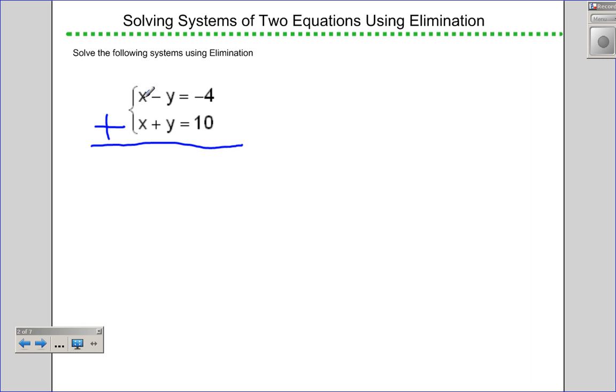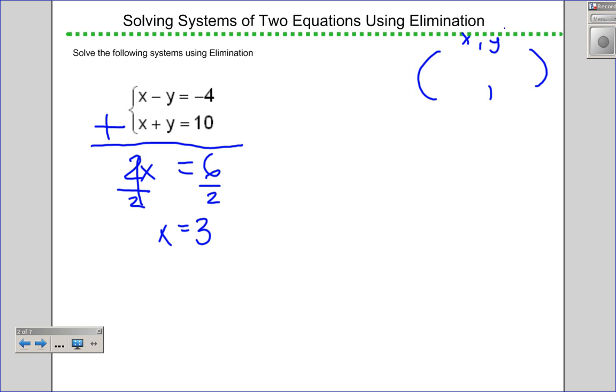So x plus x is 2x. Negative y plus y is nothing, it's 0. Bring down my equals. Negative 4 plus 10 is 6. Now I have just one variable, x, and I can solve for x. So x equals 3. Remember, the solution to any system is a point, so I'm always looking for that point, x comma y. I've just gotten my x value of 3.